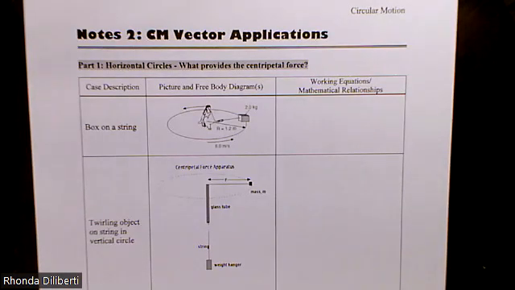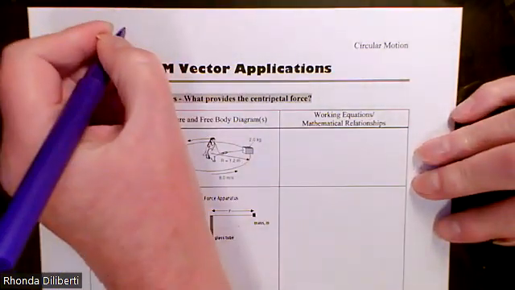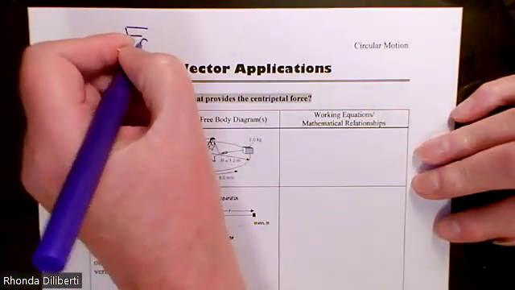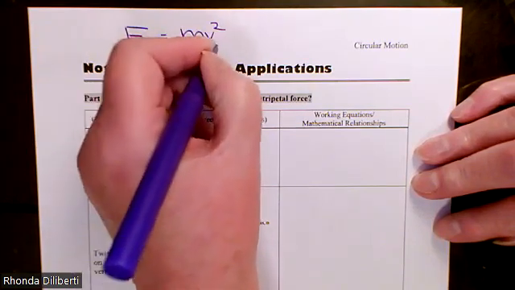All right, hello everyone and welcome back. In the last video, we introduced the centripetal force equation. So I'm going to write that up here. Fc equals mv squared over r.